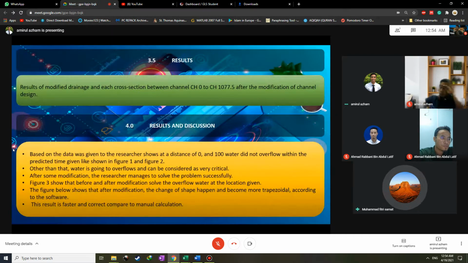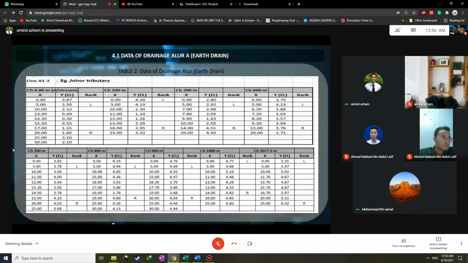Okay, show the next slide. And this is the data that have been given to us, and from this data we put into our software. And as you know, we start from 0 meter until 1077.5 meter, which is quite long.